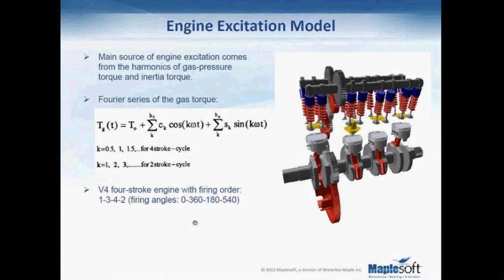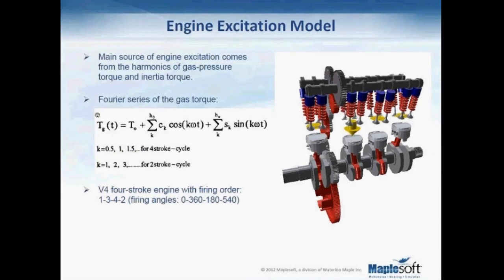So this gas pressure torque repeats after every complete working cycle. For example, for a 4-stroke single-acting engine, the interval of repetition is 2 revolutions of the crankshaft, or 4π. For 2-stroke engines, it is 2π, and therefore the gas pressure can be represented by a Fourier series as given by this function.